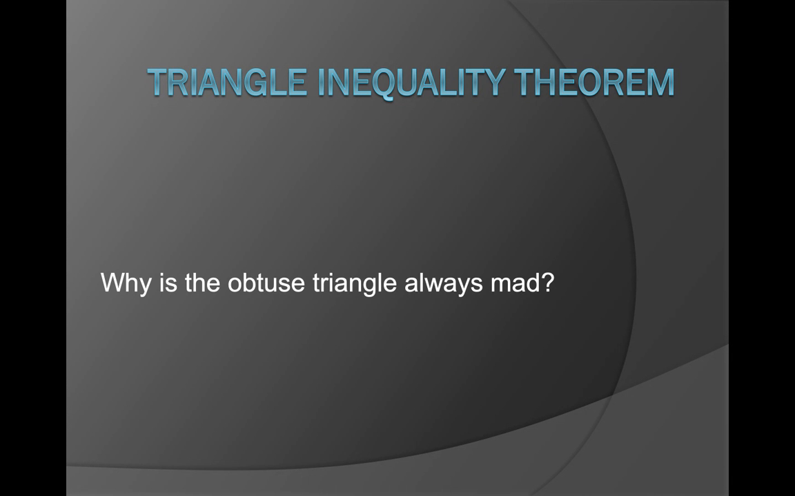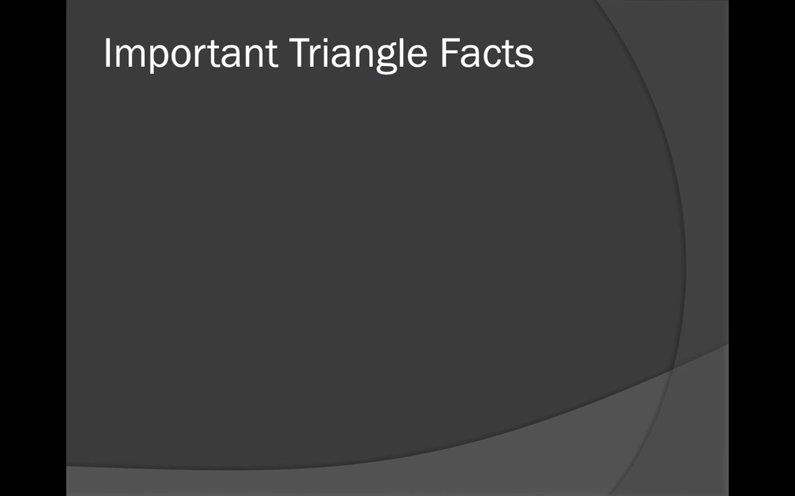We'll start off with a little joke. Why is the obtuse triangle always mad? Well, because he's never right. Poor thing.